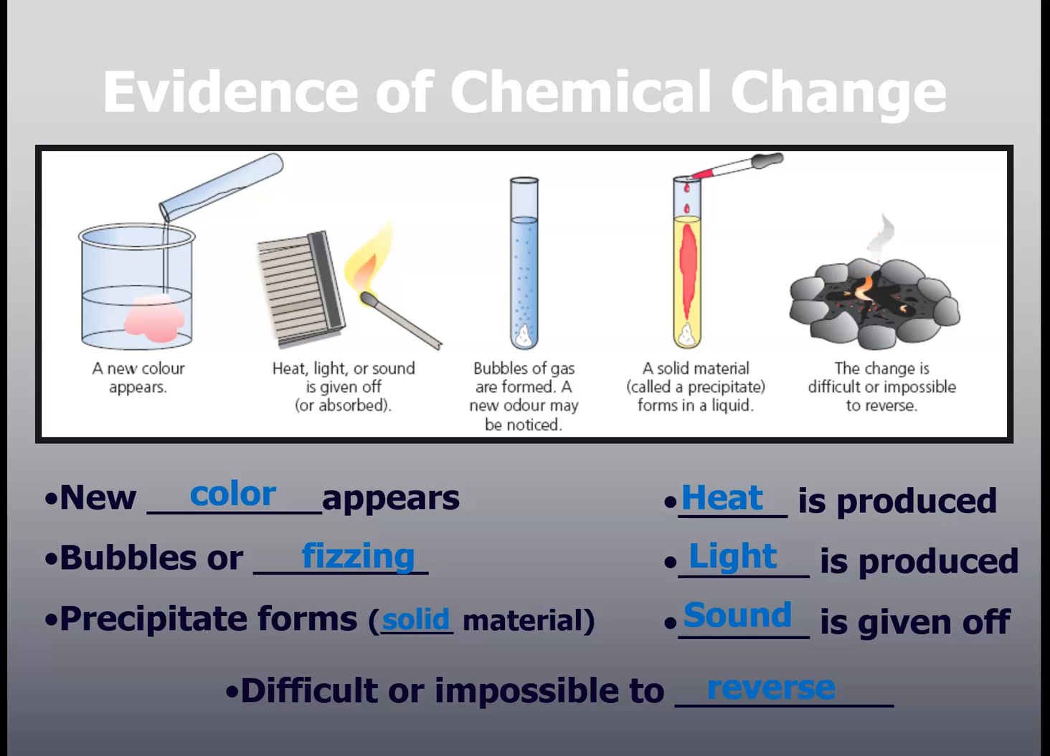Or is it difficult or impossible to reverse? Once you strike that match, it's hard to reverse and take it back. If you add baking soda and vinegar together, you can't separate the two out. If you try to make wood out of the fire, oxygen, and fuel, you're not going to be able to do that because you can't take that back. So a chemical change is something that you can't take back. You can't unmake it. If you need to pause, go ahead.